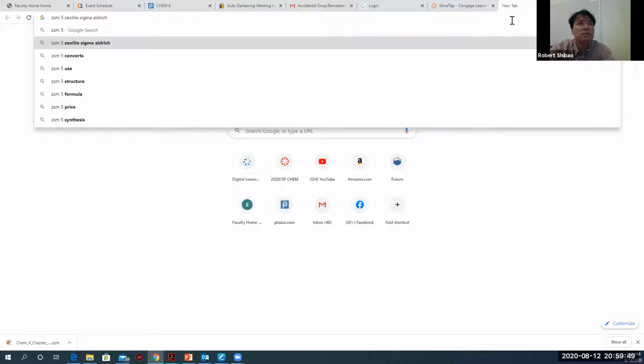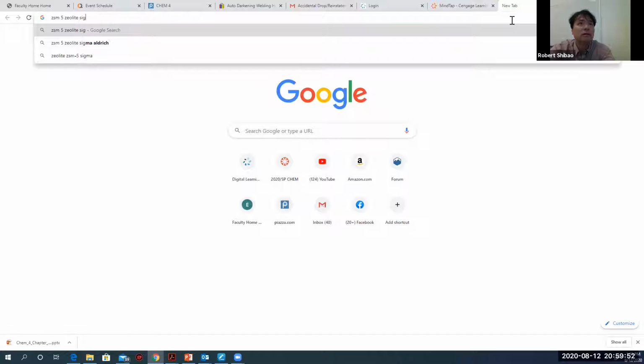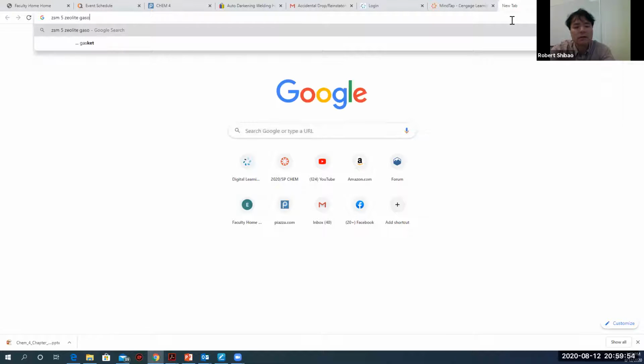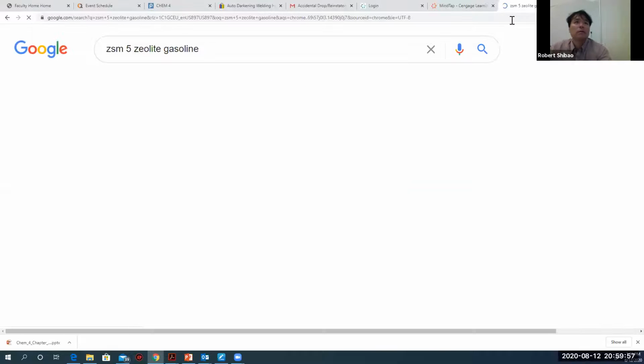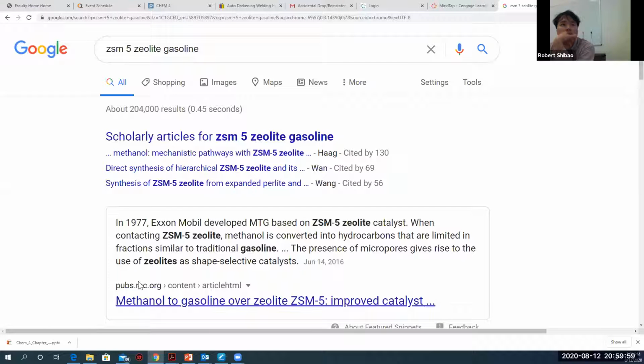ZSM5. Let's look at ZSM5. Zeolite gasoline. In 1977, ExxonMobil developed MTG based on ZSM5 zeolite catalyst. When contacting ZSM5 zeolite, methanol is converted into hydrocarbons that are limited in fractions, similar to traditional gasoline. So this was a way to make synthetic gasoline, starting with methanol.